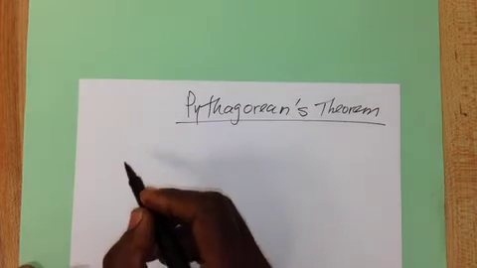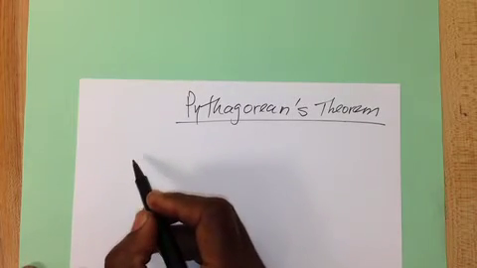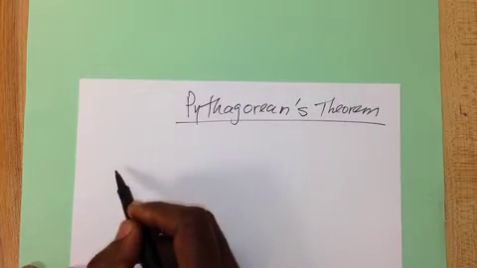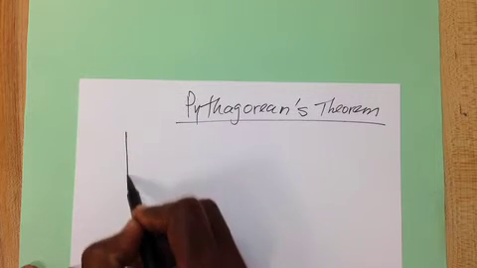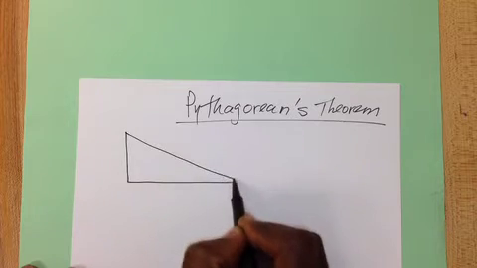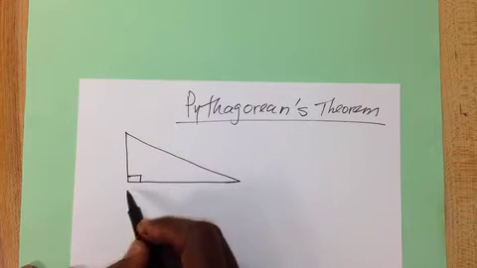Today we're going to look at the Pythagorean theorem. The Pythagorean theorem was developed by a mathematician called Pythagoras. And the theorem applies to a right triangle. You say right triangle because one of the angles measures 90 degrees.